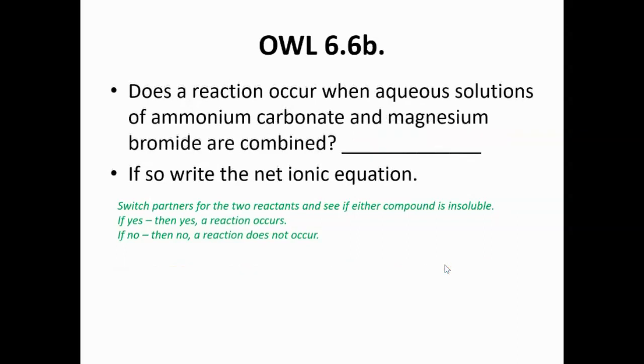Let's look at another situation. Now we're combining solutions of ammonium carbonate with magnesium bromide. Switch partners to see if either product is insoluble. Ammonium bromide is the first product. Will ammonium bromide be a precipitate? Well, all ammonium salts are soluble. Therefore, I can put ammonium with anything. It's not going to precipitate. It will not be an insoluble solid.